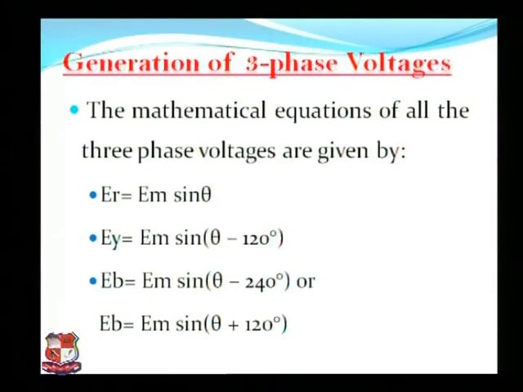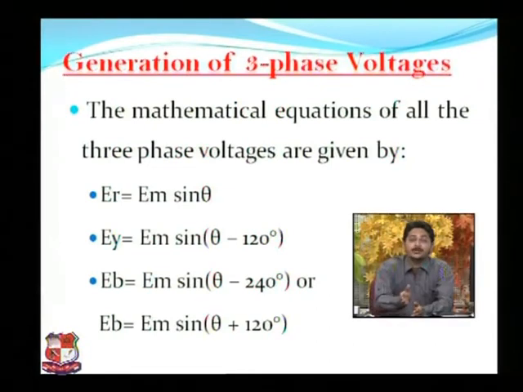The mathematical equations of all three voltages are given by ER equals EM sin theta, which is the origin phase, the reference phase. So there is no phase difference for R. But if we take the EY potential, that is EM sin, not only theta but theta minus 120. That minus 120 indicates that the Y phase is lagging with respect to the R phase, that is 120 degrees lagging.